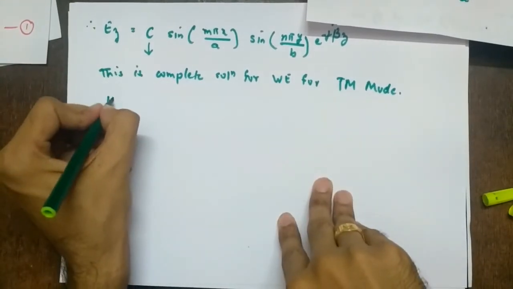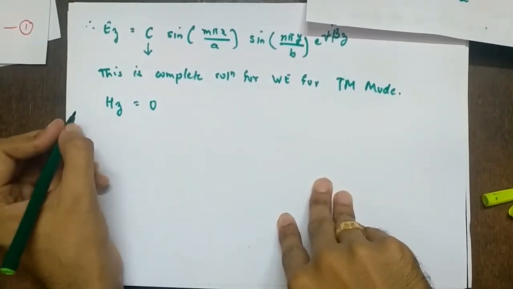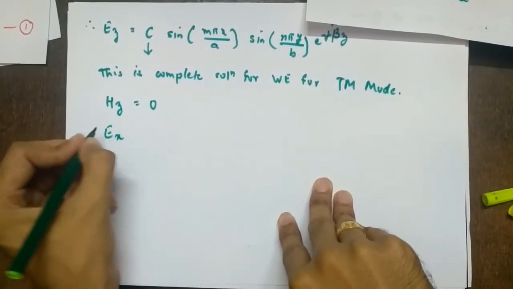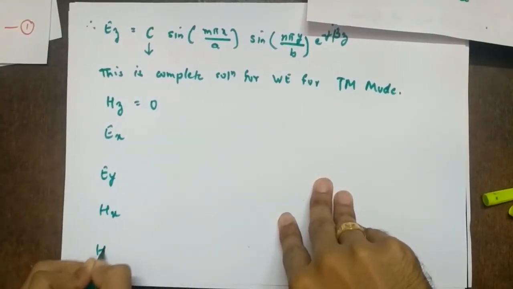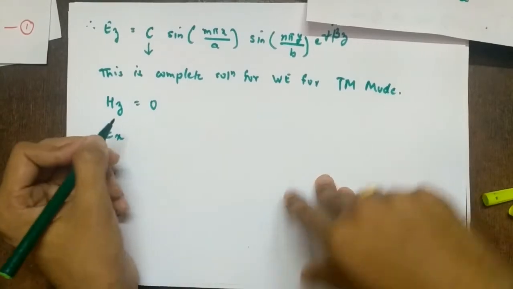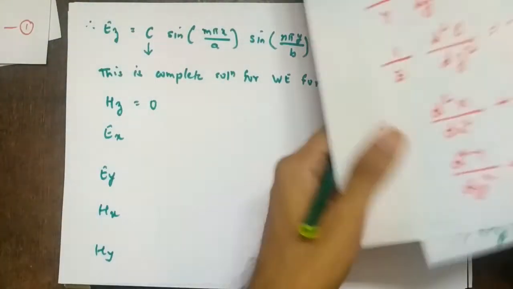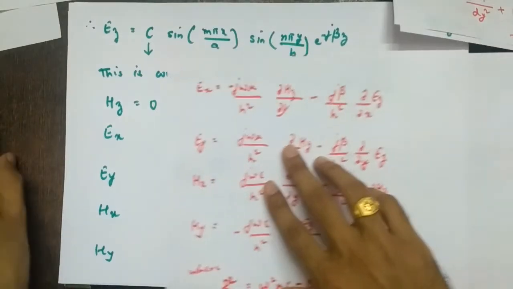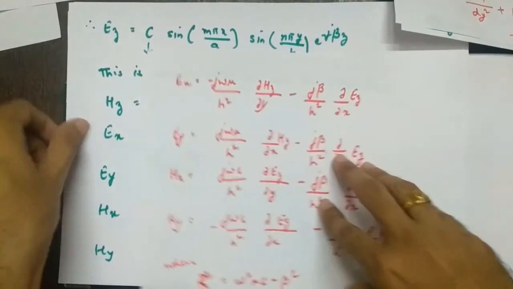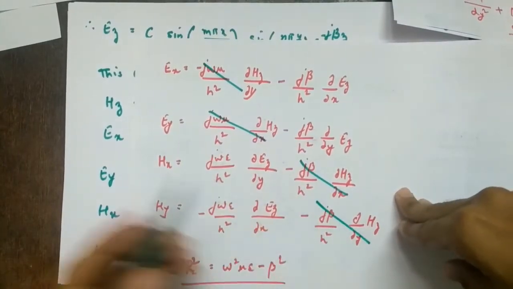And then we know we have to find each and every component of E and H. So for TM mode, Hz is 0. So next, what is remaining? Ex, Ey, Hx, Hy, right? For that, we have already written the equations, so we have it here. Hz is 0, so this goes away, this goes away, this goes away, this goes away.